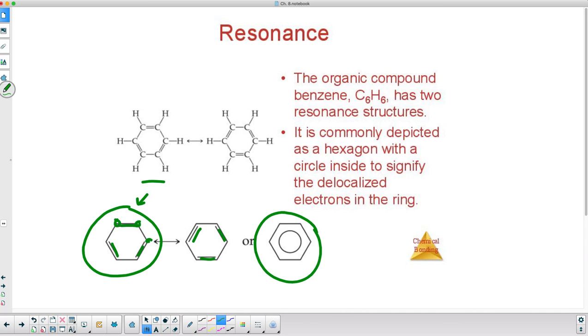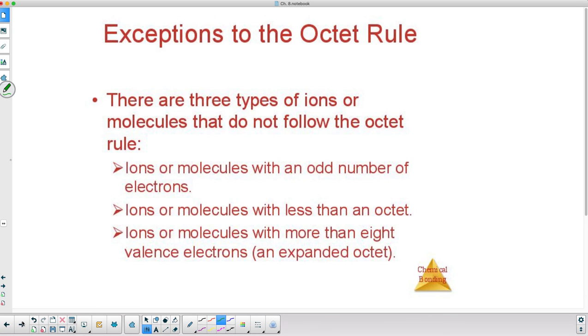So I know that sounds kind of like magic or something, but that's the idea. This right here, by the way, is called benzene, and benzene looks like this, where between each carbon is a bond and a half, and you're going to see that a lot for resonance structures. Okay, I'm going to stop there because exceptions to the octet rule is 8.7, which is coming up.